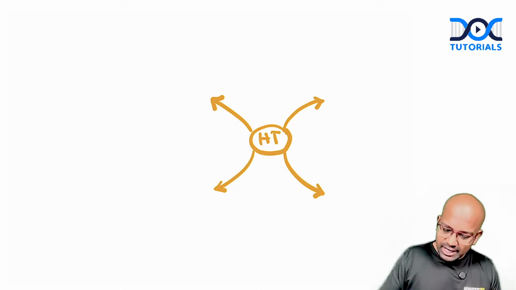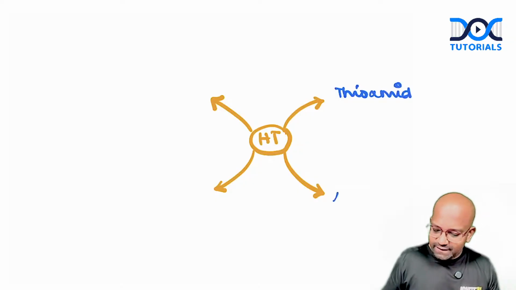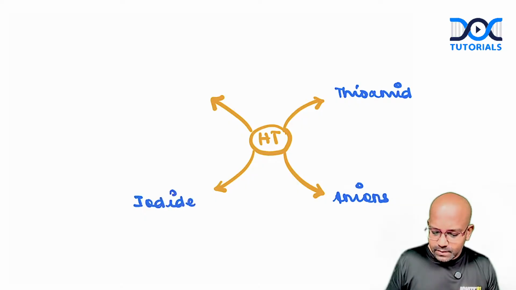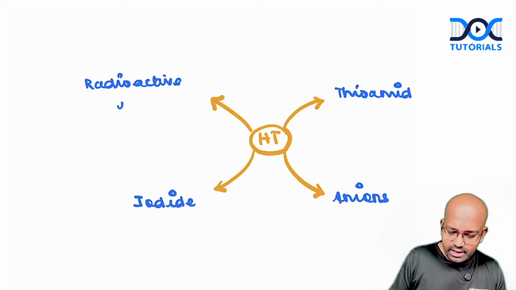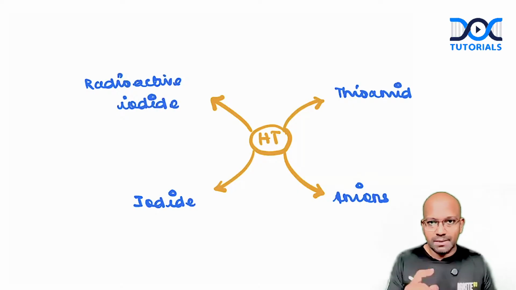Among them, we have thioamides, anions, proper iodide itself, and radioactive iodide. 4 drugs which are currently used for the treatment of hyperthyroidism. HT is not hypertension again, this is hyperthyroidism.